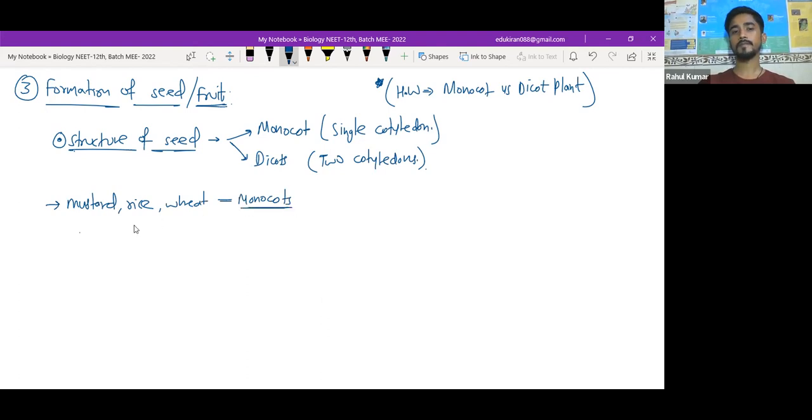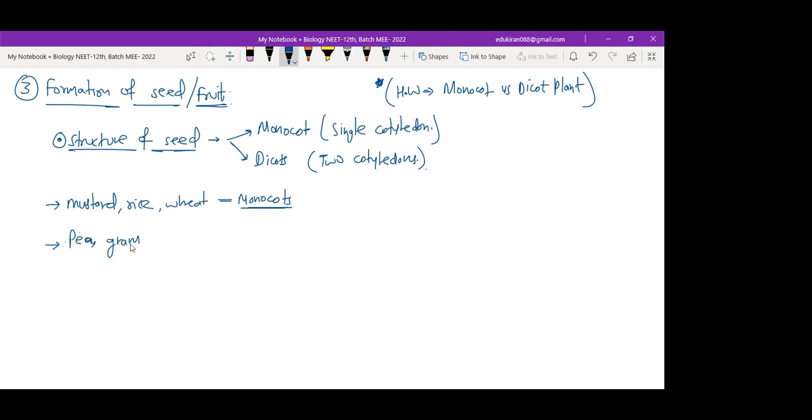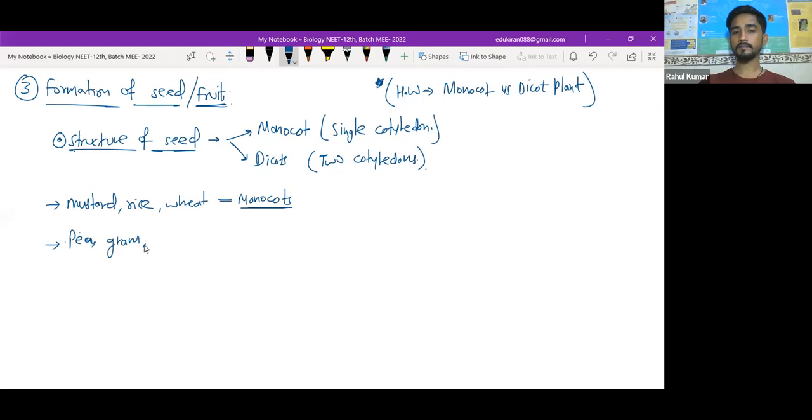And what are dicots? Pea, perfect. Gram. Yes. And pulses also, or bean. They are dicots. Now, what is a cotyledon?